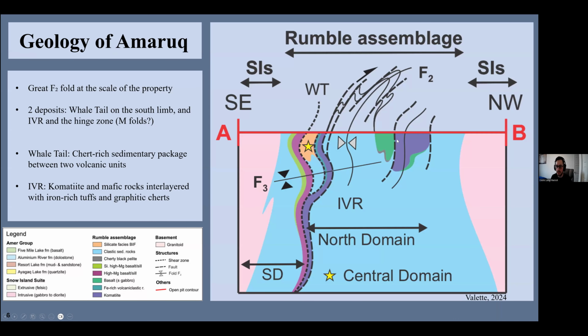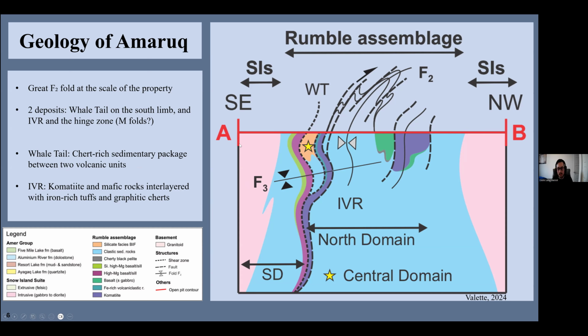So here we have a cross-section of the property, with the south on the left and the north on the right. We see both deposits, Welltail and IVR. And as we can see, they're defined by a great F2 fold at the scale of the property, where Welltail is on the south limb, and IVR is interpreted to be at the hinge zone in a series of M-shaped folds. And in this case, the northern limb of the fold would be cross-cut by the diorite, so we don't find it.